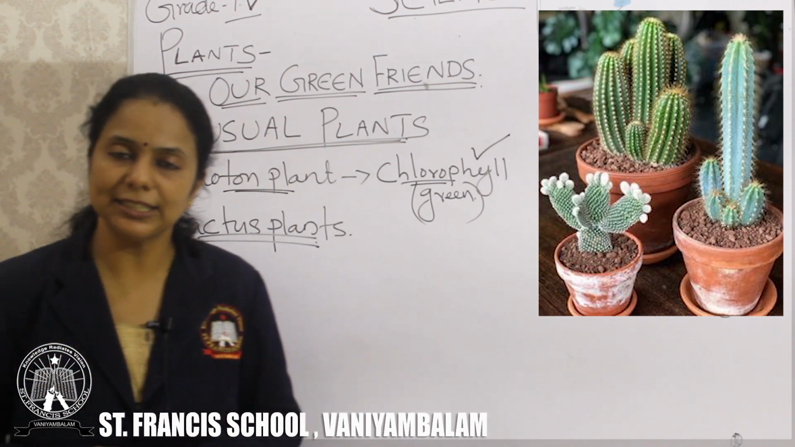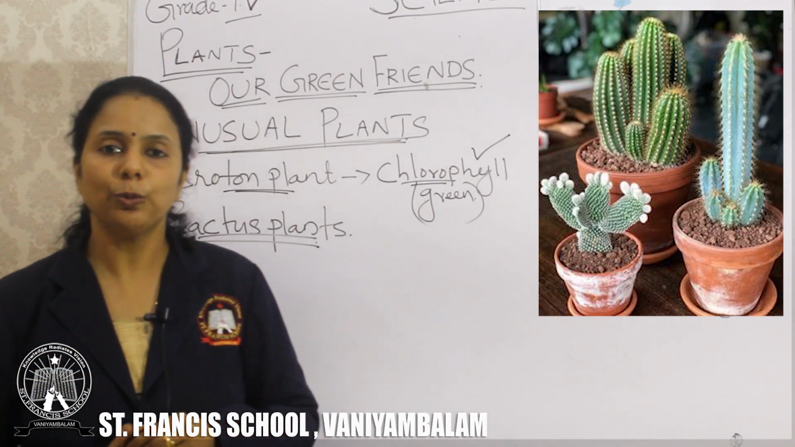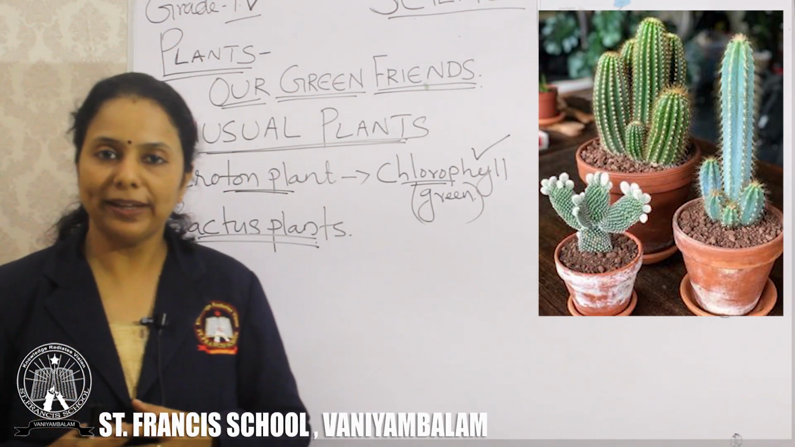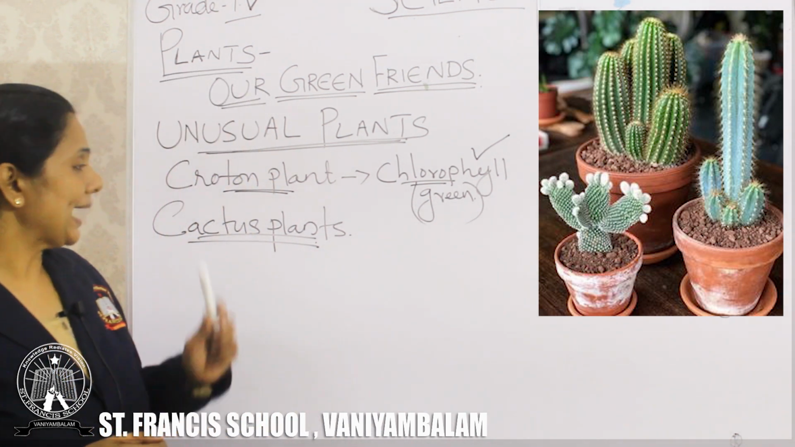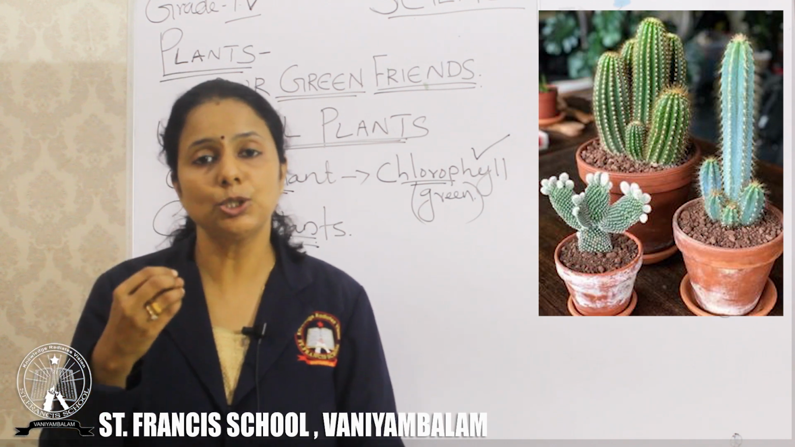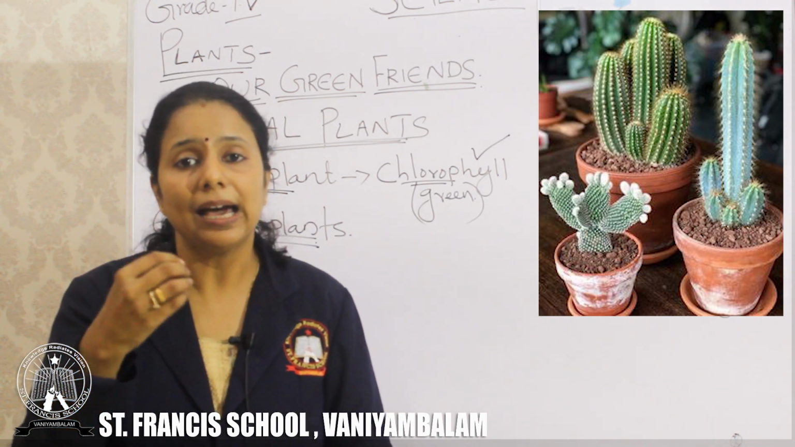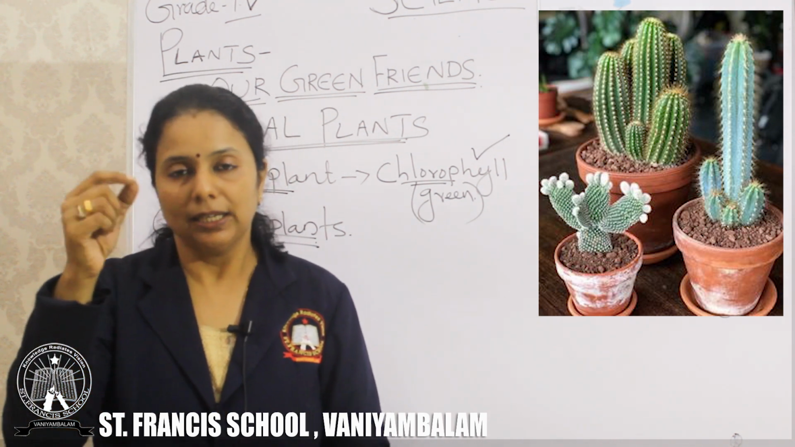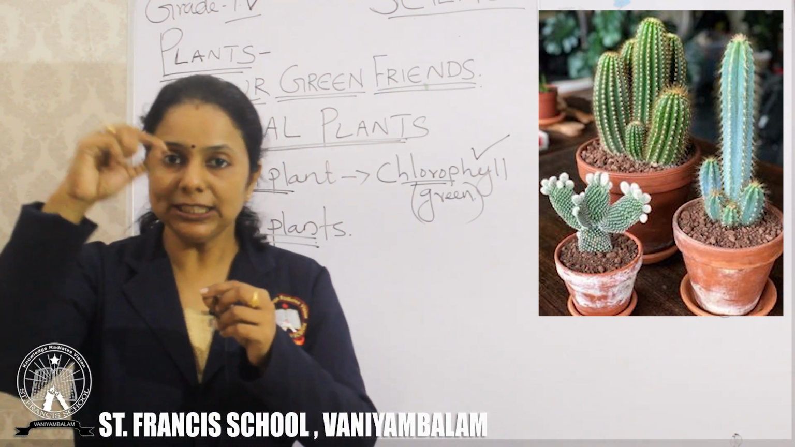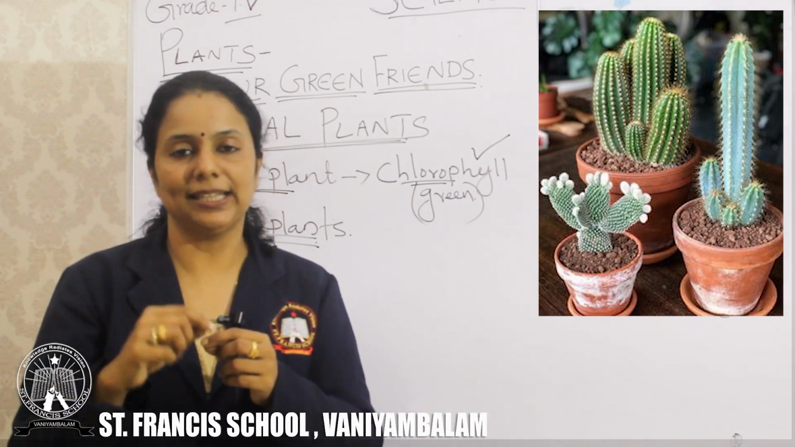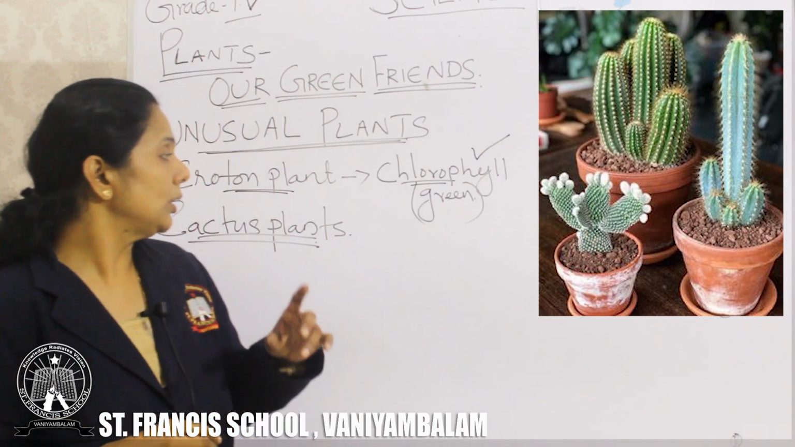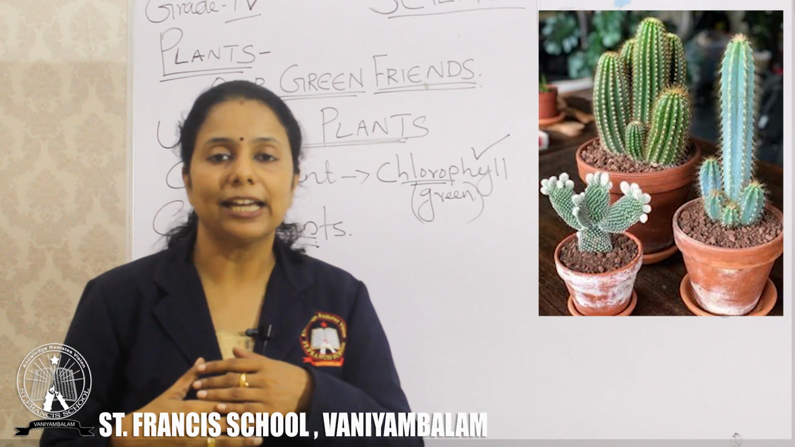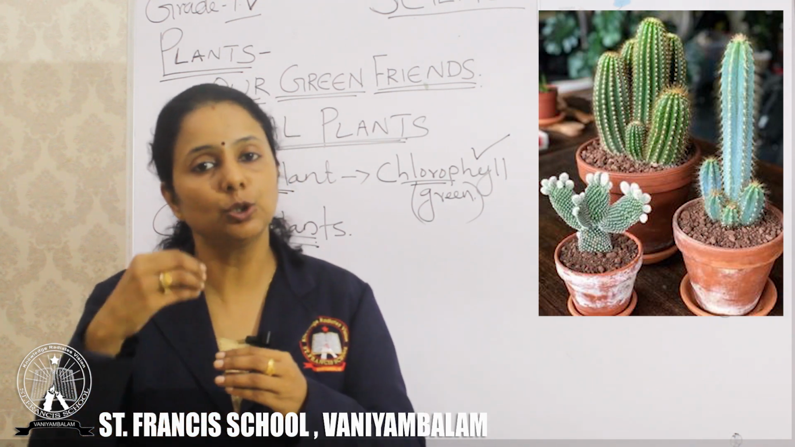Have you seen cactus plants? Yes, you may have seen. It is very common. We can see them in gardens. In cactus plants, the leaves are actually reduced into spines. We can see spine-like structures on the surface. So here the leaf is reduced into spines.